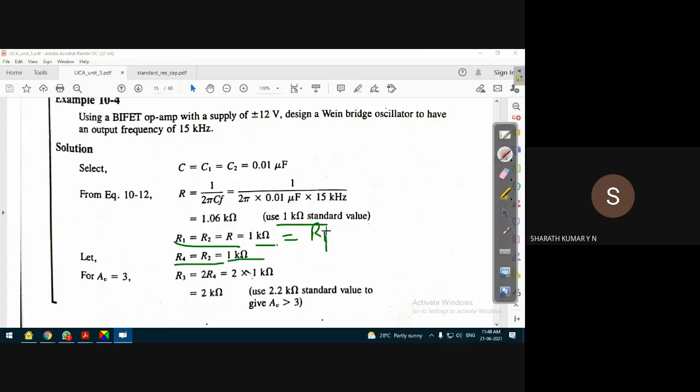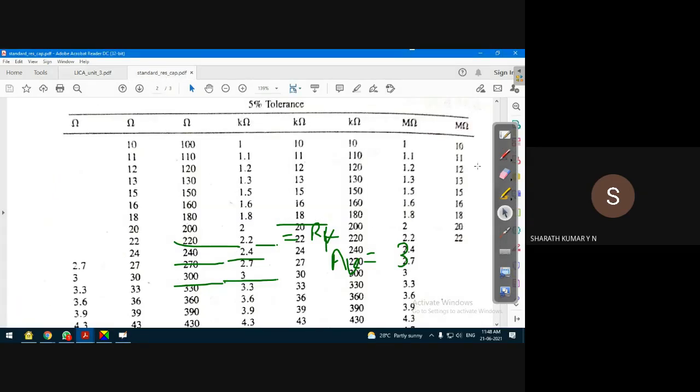So R4 is 1 kilo ohm, what about R3? R3 should be twice R4, so that the gain of the non-inverting amplifier is equal to 3. So R3 should be equal to 2 kilo ohms. Is 2 kilo ohm a standard value? If you see the standard value table, in fact 2 kilo ohm is a standard value.